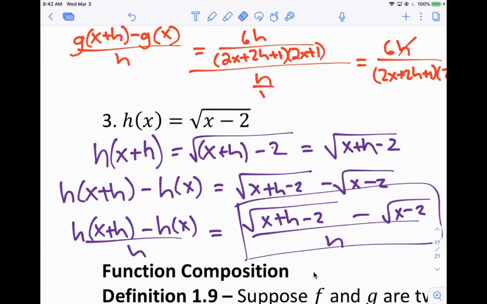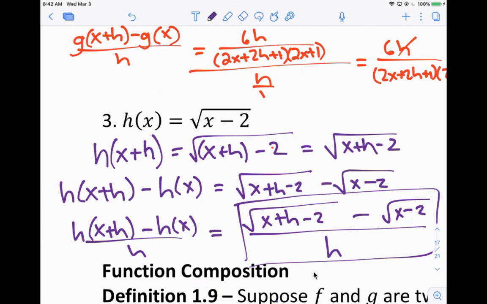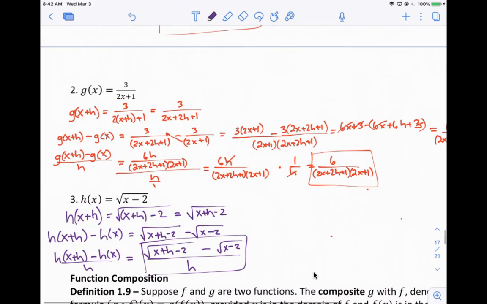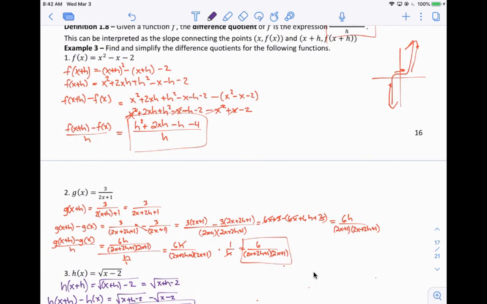Now you might be thinking, how do you know if something can be simplified? That's all algebra stuff. So again, if you are having trouble remembering what you can and cannot do with algebra, go seek out your teacher and refresh those skills, okay? All right, that is the difference quotient. It is not an easy concept, as it uses multiple parts of arithmetic and function.